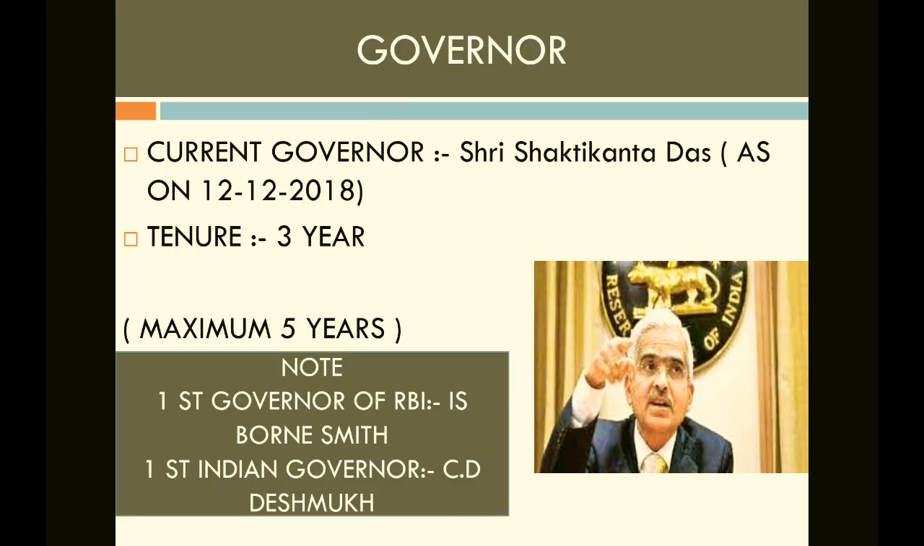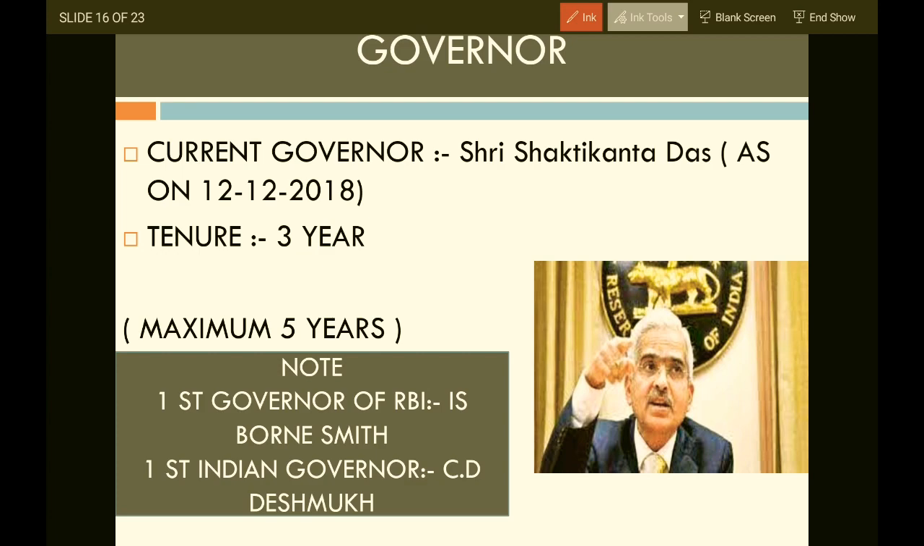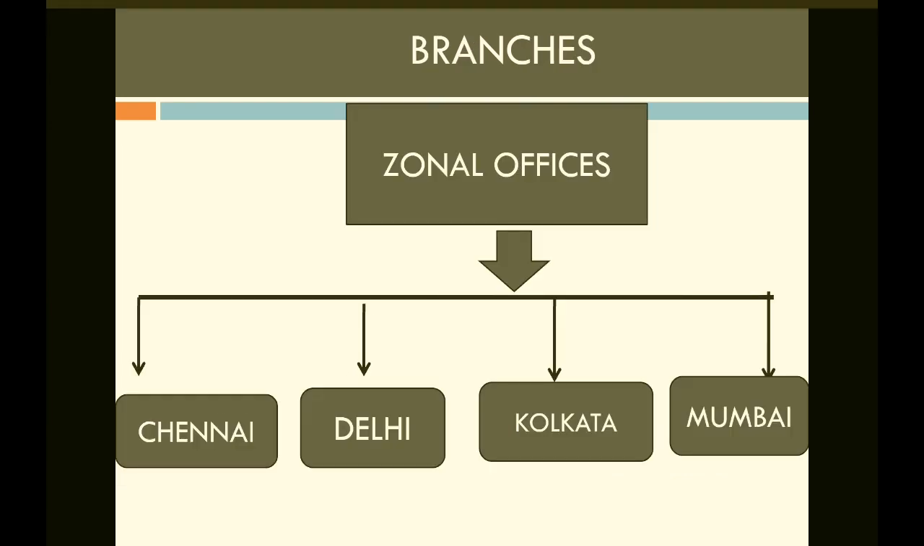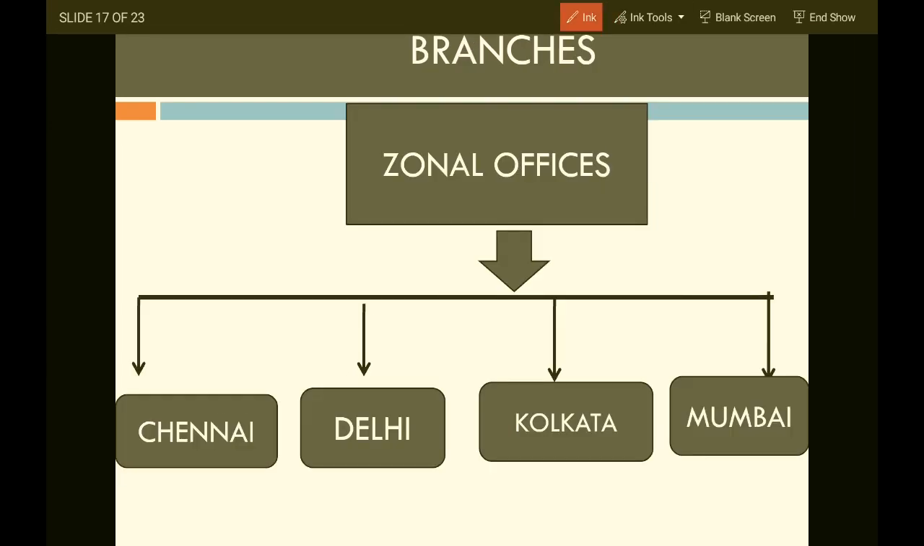Who is the governor now? The governor of RBI as of 2018 is Shri Shaktikanta Das. Very important point: the tenure is 3 years and maximum 5 years. Note that the first governor of RBI was Osborne Smith in the British era, and the first Indian governor was C.D. Deshmukh. Now branches of RBI: the zonal offices are in Chennai, Delhi, Kolkata and Mumbai.